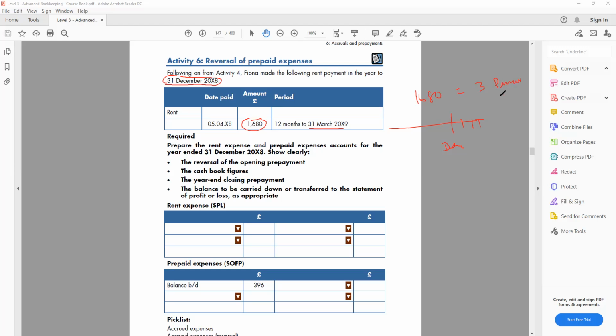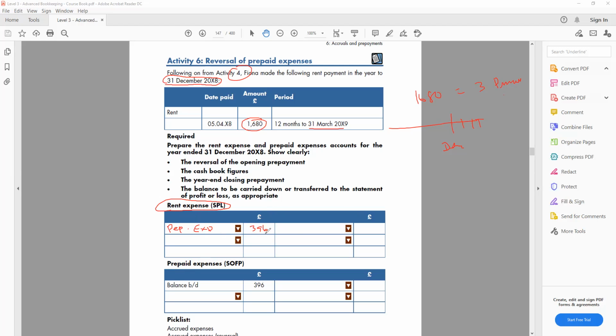Okay, so let's have a look at what else we have. Let's look at the rent expense account. So that's it from activity 4. Of course, we have to think about the last year's prepaid. So last year the prepayment was 396, if you remember that. The prepayment expense was 396 for the last year.